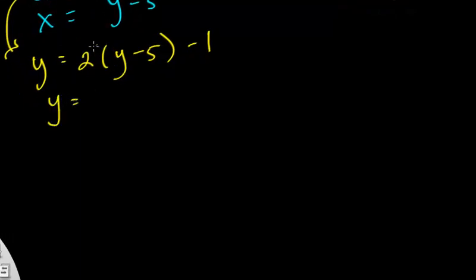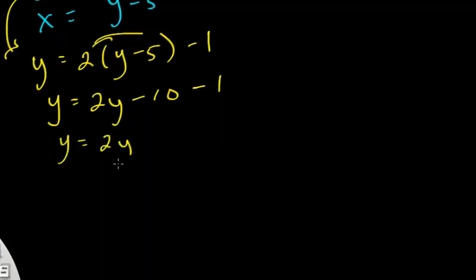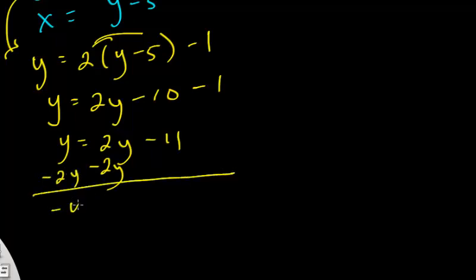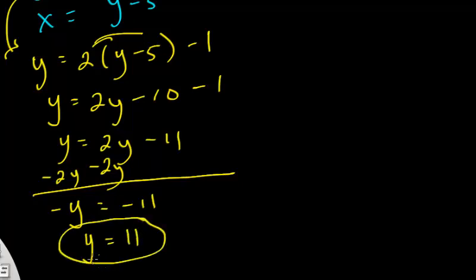So y equals, and I'll distribute here, 2y minus 10 minus 1. That's that minus 1. We'll clean this up. Y equals 2y minus 11. And let's see, we'll take the 2y over, I guess. There's lots of ways you can do it. You can skip a whole bunch of steps from here, but this is minus 1y equals negative 11. So y would equal positive 11. So you would divide both sides by negative 1.